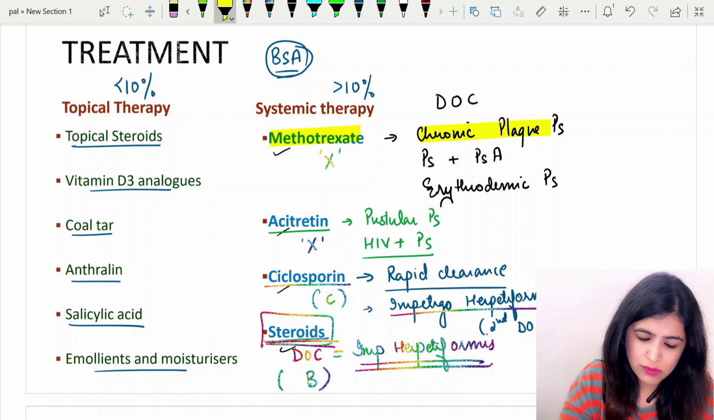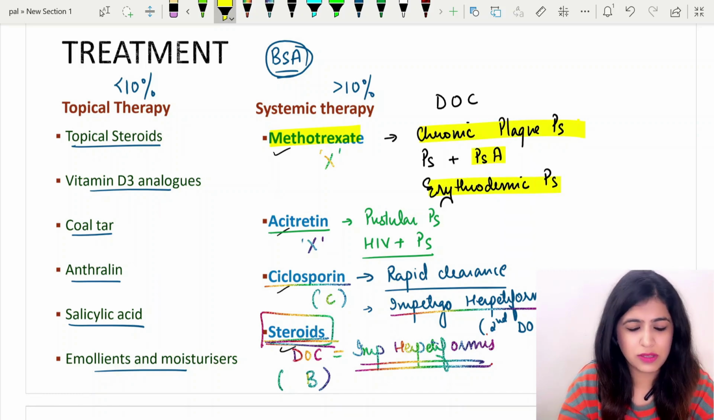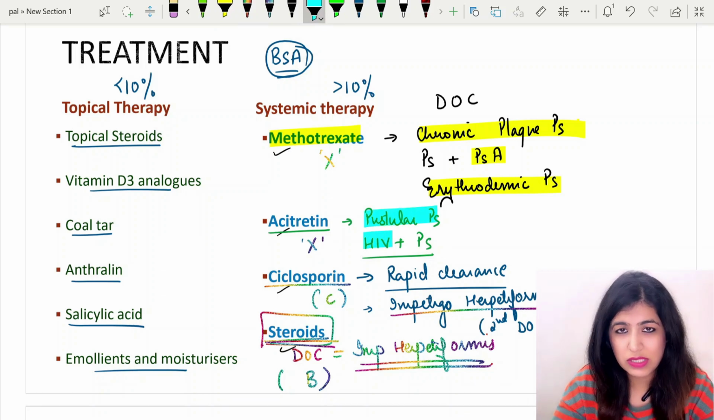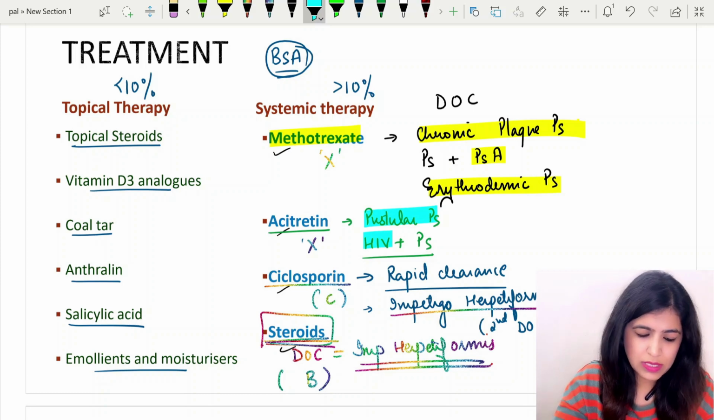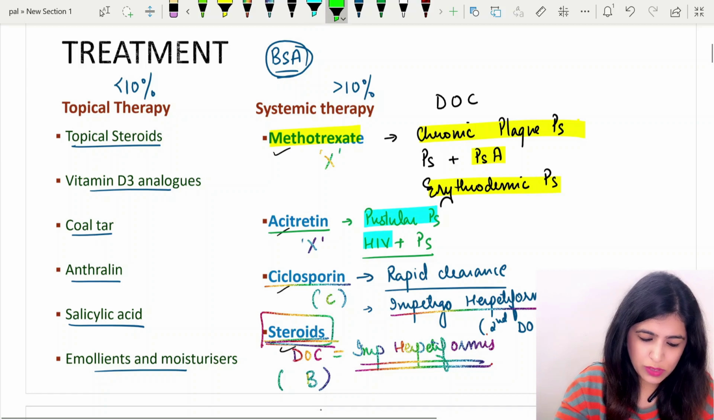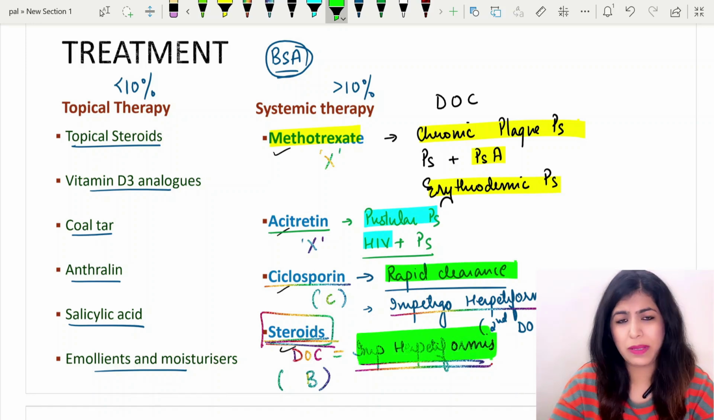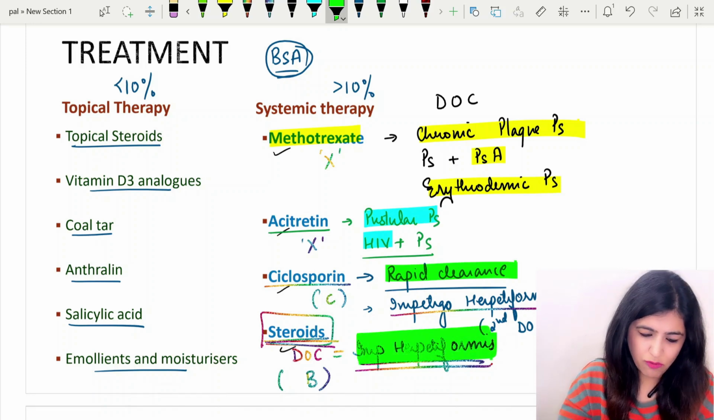Methotrexate is the drug of choice for chronic plaque psoriasis, psoriasis with arthritis, and erythrodermic psoriasis. Acitretin is given when the patient is suffering from either pustular psoriasis or an immunosuppression like HIV. Cyclosporin is used when you need a rapid clearance of the disease. Steroids are used when the patient is suffering from impetigo herpetiformis.